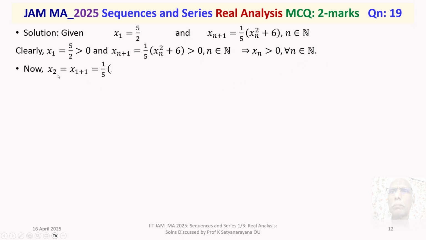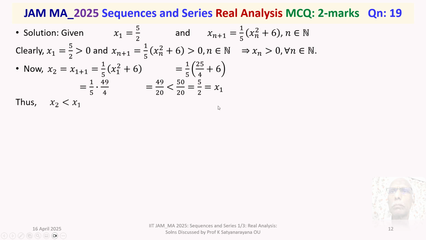Now x2, substitute n is equal to 1. x2 is equal to 1 by 5 (x1 square plus 6). That is equal to 1 by 5 (25 by 4 plus 6), since x1 is 5 by 2 and x1 square is 25 by 4. Simplify: 1 by 5 into 49 by 4, that is 49 by 20, which is less than 50 by 20. 50 by 20 is 5 by 2, which is x1. So thus what you got is x2 less than x1.